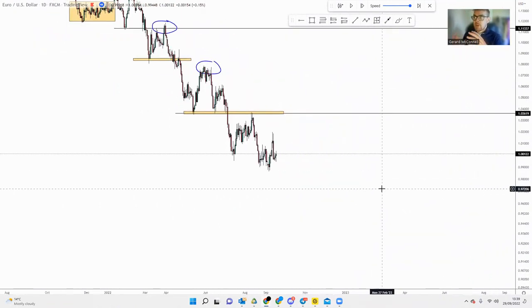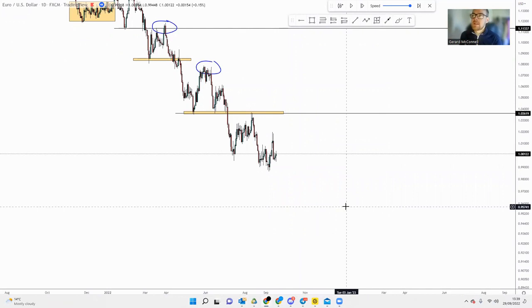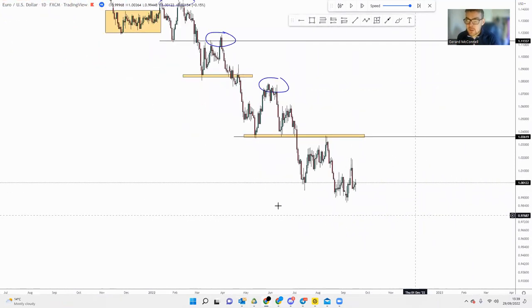So you're going to see chop, you're going to see movements up and down very, very quickly. And I suppose it's important as retail traders that we try and not get sucked into this as much as possible, but have a clear mindset, have a clear viewpoint, and then be able to rationalize entry positions off the back of that.